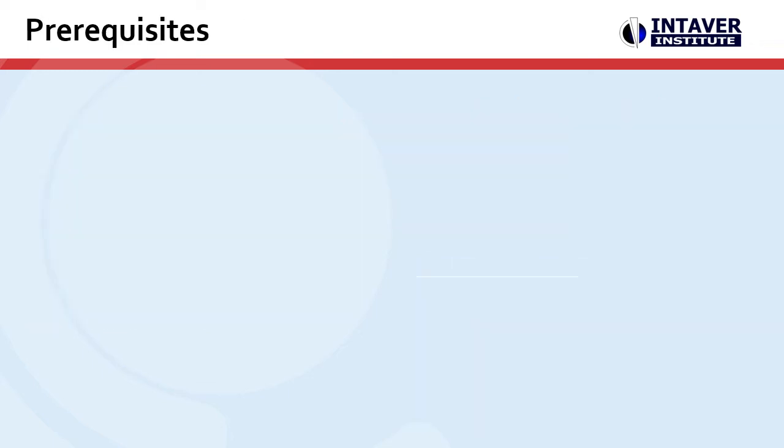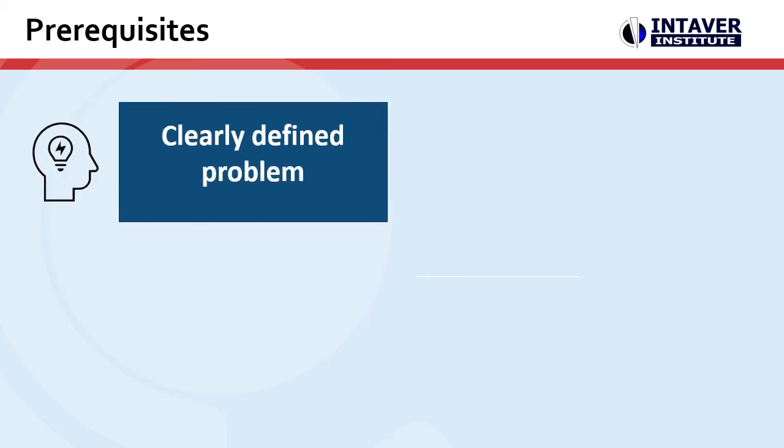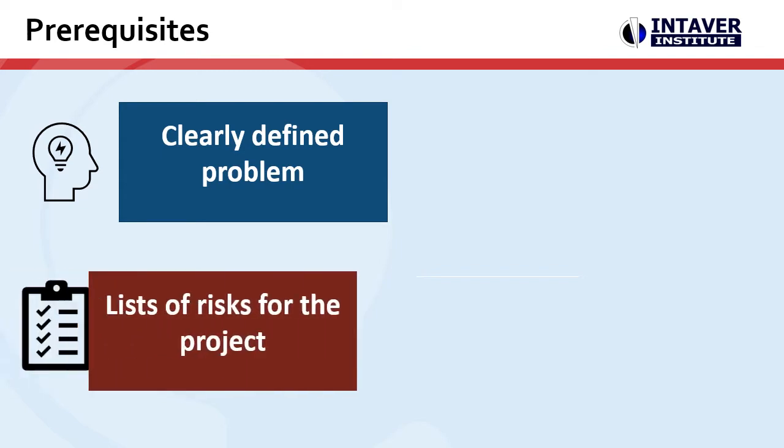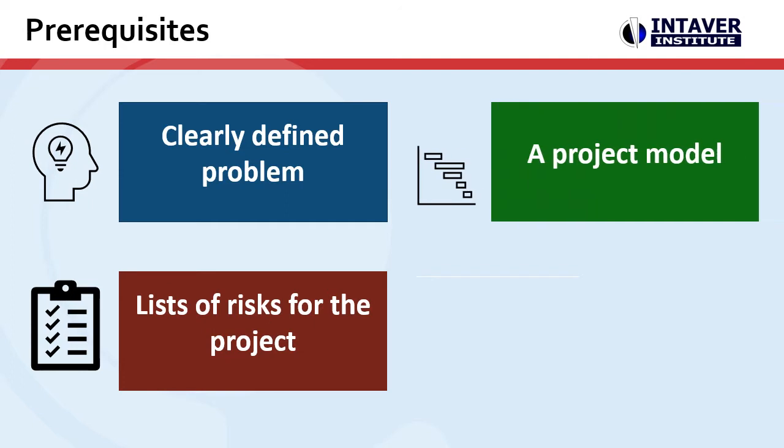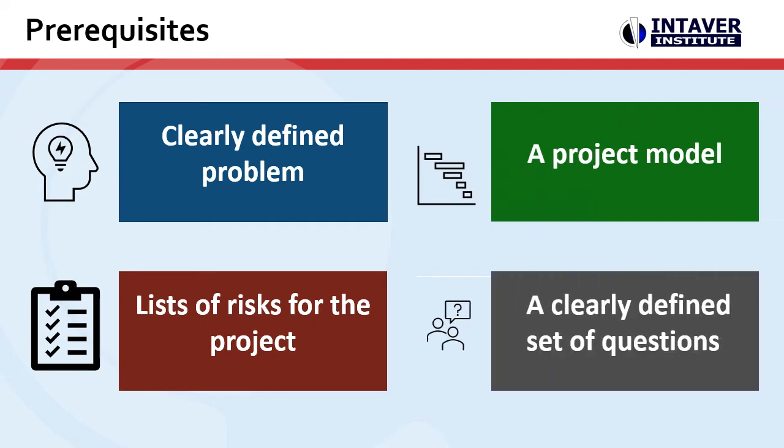What do we need to do before starting our group discussions? A clearly defined problem, which was developed during the decision framing phase of the decision analysis process. Either an identified list of risks or risk breakdown structure for the project. A project model, for example, a project schedule. A clearly defined set of questions you will ask the experts to elicit their judgment concerning probabilities.